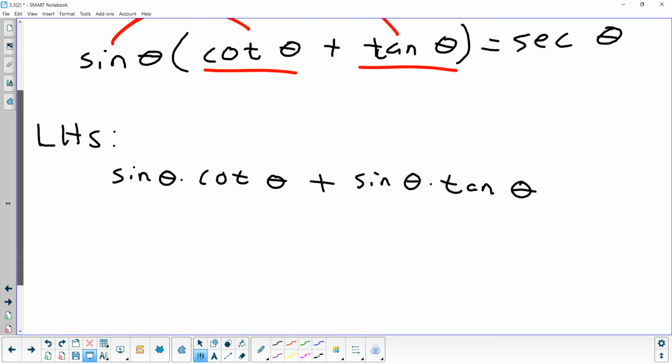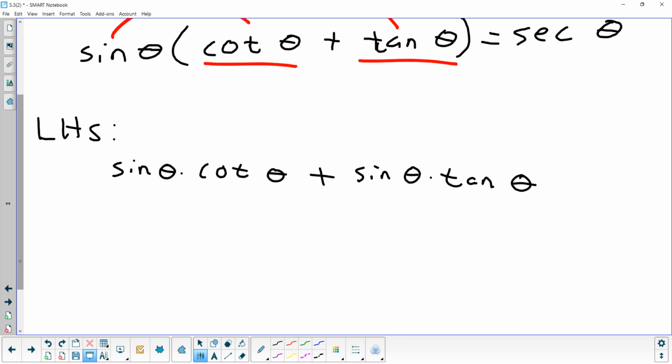Okay. What could I do now? Yeah, could you turn the cotangent and tangent into their simpler form using sine over cosine, cosine over sine? Yeah, I want to change those to sines and cosines. My hope is something's going to cancel out. We'll see what happens.